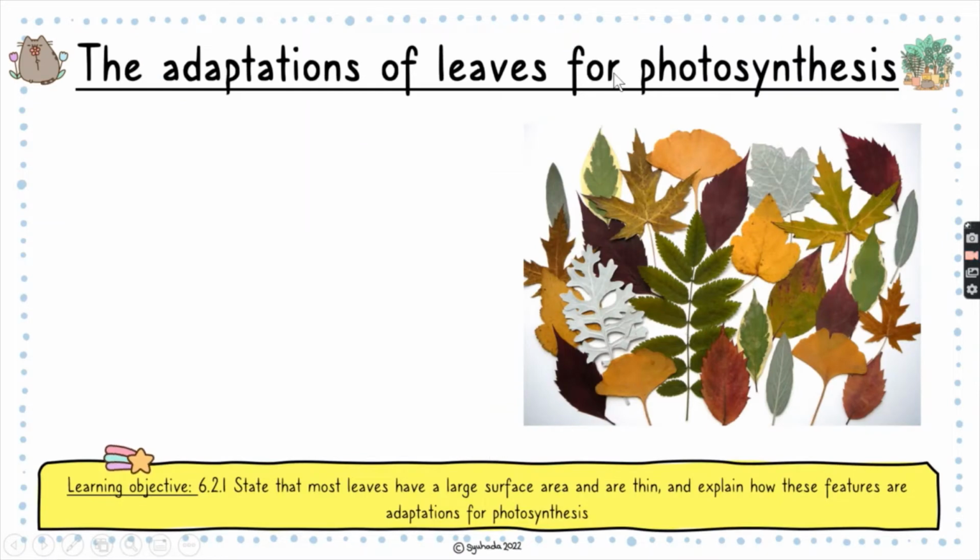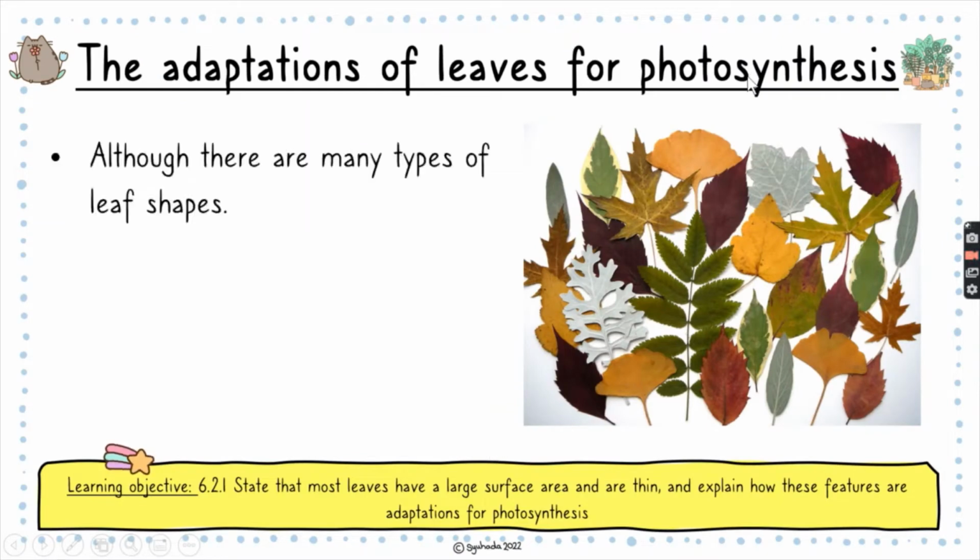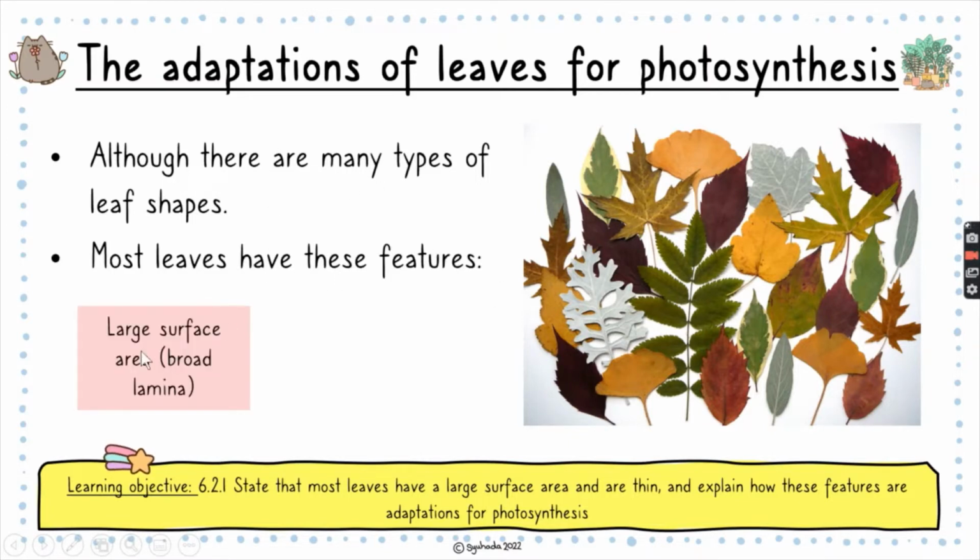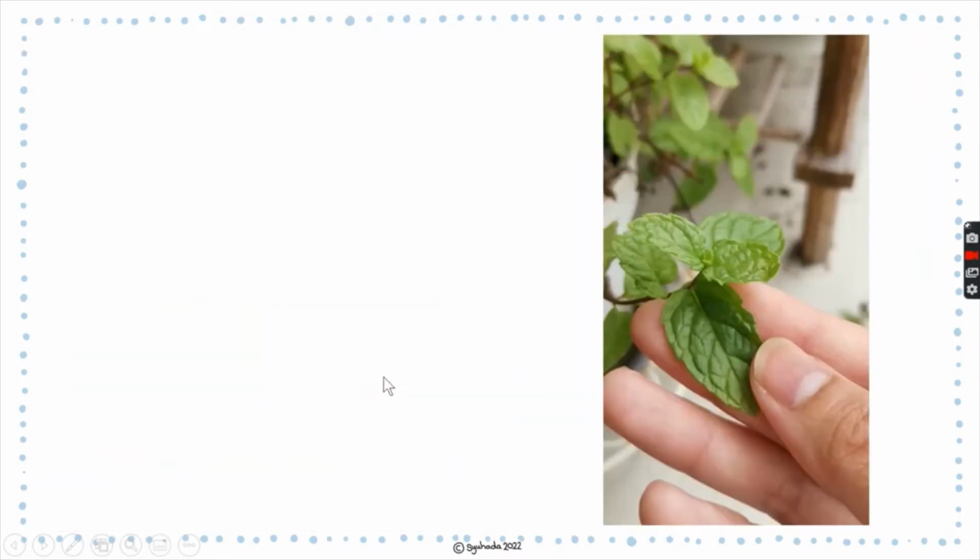So, adaptations of leaves for photosynthesis. Although there are many types of leaf shapes, as you can see here, and a lot of the shapes of the leaves are actually quite different, most leaves have these features. First one is a large surface area, which means they have a broad lamina. Remember, lamina is the area of the leaf. And the second feature is that most leaves are very thin.